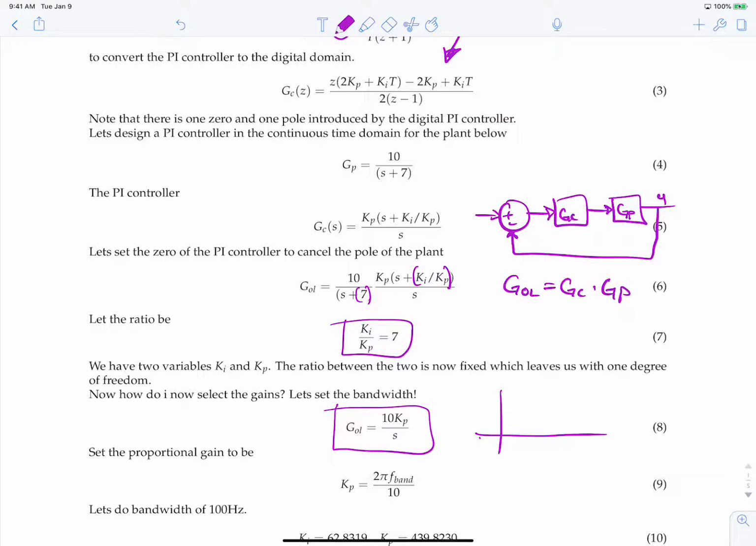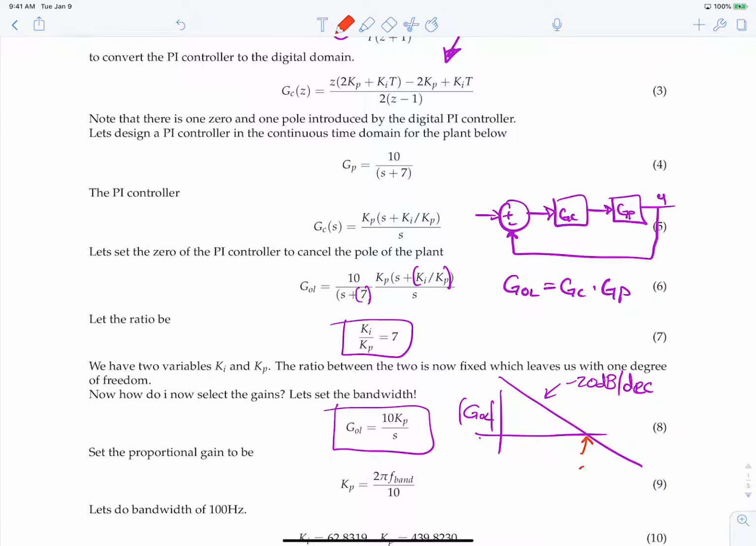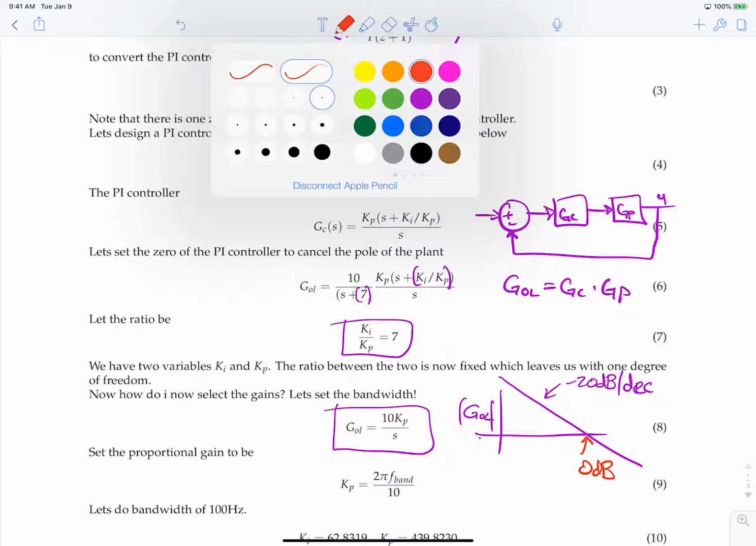And if I look at the gain of GOL, an integrator just looks like this as you sweep frequency. It's just dropping at minus 20 dB per decade. And what I can do is pick the bandwidth very easily by picking the point at which it crosses through 0 dB. And how am I going to do that? Well, I'm going to calculate the gain of this and set it equal to 0 at the frequency at which I'd like to set the bandwidth.